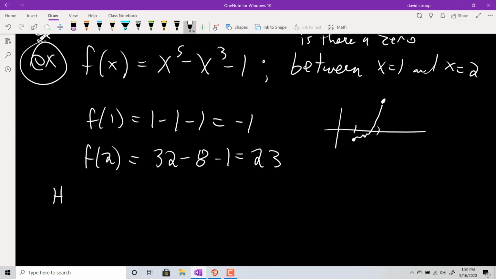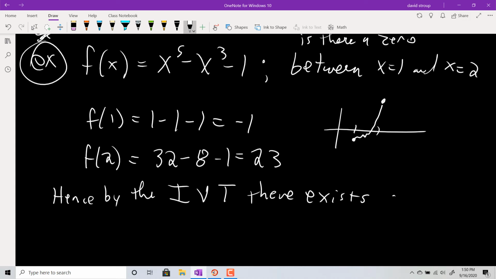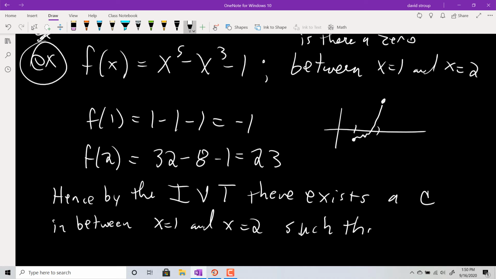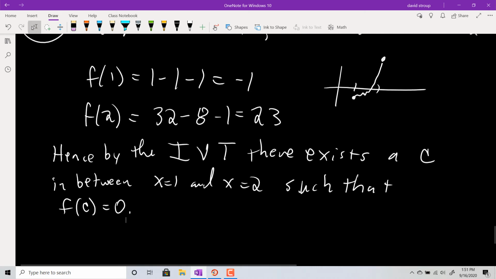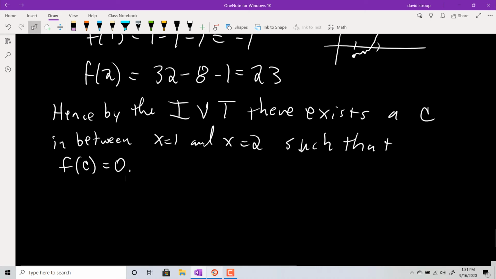Okay, so hence, by the Intermediate Value Theorem, there exists a c in between x equals 1 and x equals 2 such that f of c is equal to 0. Okay, so you can begin your exhaustive search for that 0, if that's the thing you've got to do.